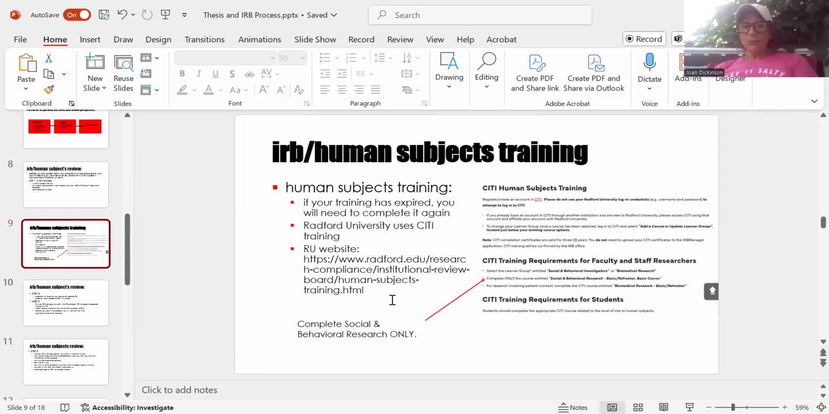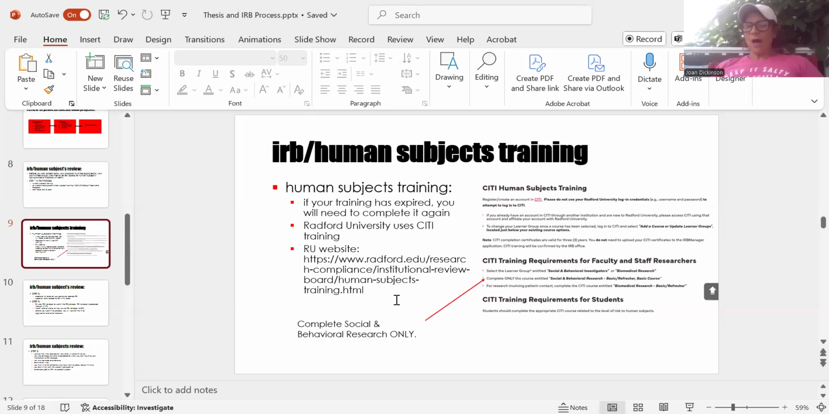So here you're going to see where that human subjects training is available. And if you ever want to look at the IRB process, all you have to do is go to the Radford University website and search IRB. It will take you to the IRB site through Radford University. Radford University uses CITI training.